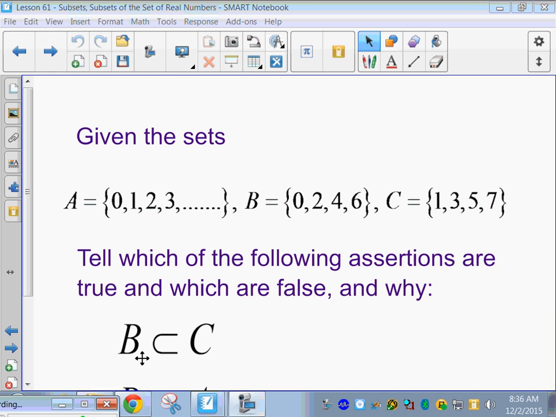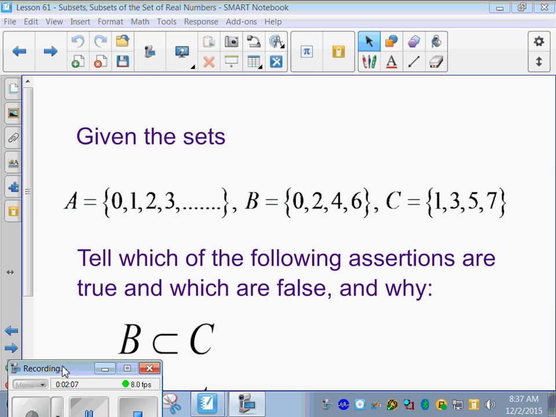So go ahead and write down these two sets. A is equal to, squiggly brackets, 0, 1, 2, 3, dot, dot, dot. So write down set A. Then write down set B. Set A, you guys, is infinite. It goes forever, right? Set B is not infinite. We've got 0, 2, 4, and 6. That's the only numbers in set B. And then set C is also not infinite, also known as finite. So 1, 3, 5, and 7. So write those three sets down, and then we'll talk about what is a subset of.